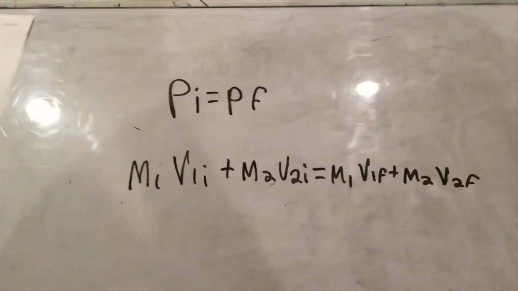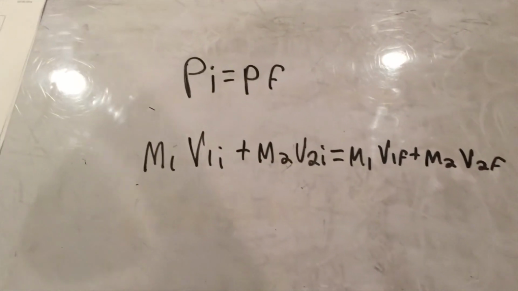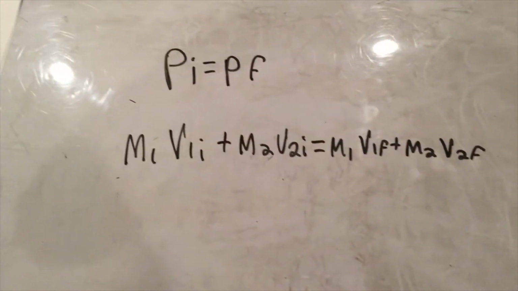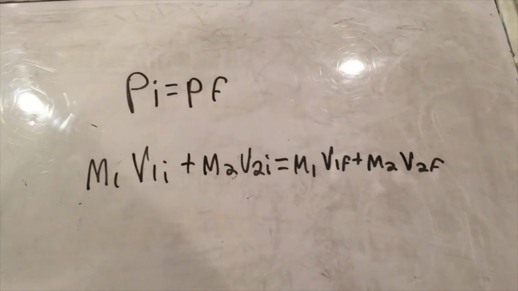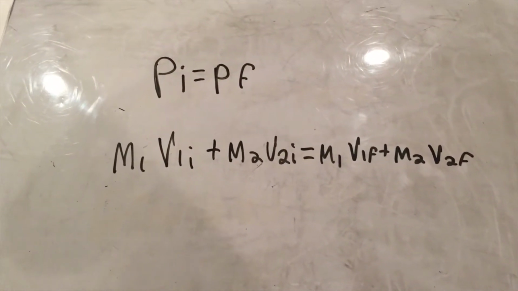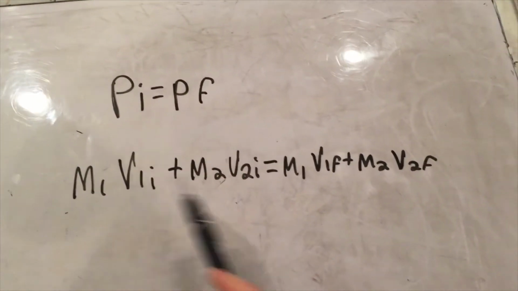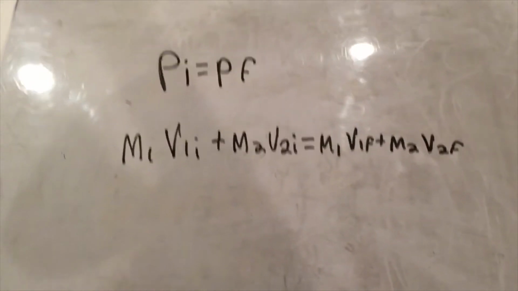The momentum also does not change from initial to final. Another way of writing this is mass 1, velocity 1 initial plus mass 2, velocity 2 initial equals mass 1, velocity 1 final plus mass 2, velocity 2 final.